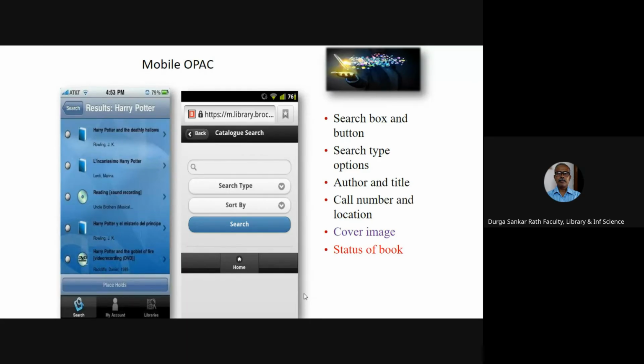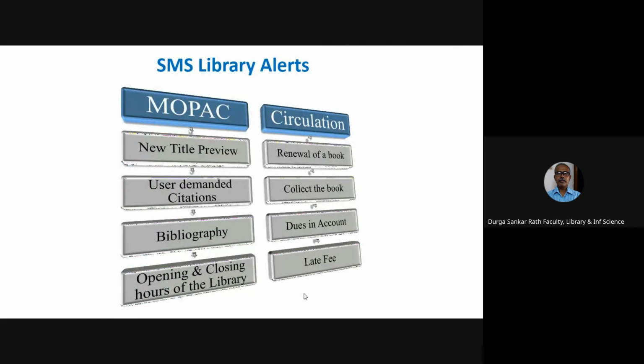Even sometimes we have encountered that book earlier, but now just by looking at the bibliographic information, you may get confused. So that's why the cover image will help us to rectify our error. We'll think that yes, that is the document what I wanted, and the status of book, whether that book is in issue or has just been returned, and so on. All these things with the help of our mobile OPAC we would come to know.